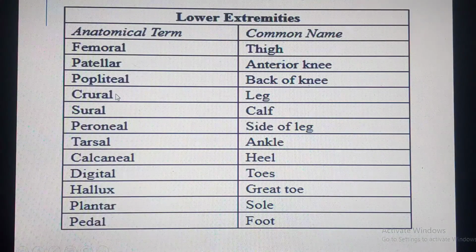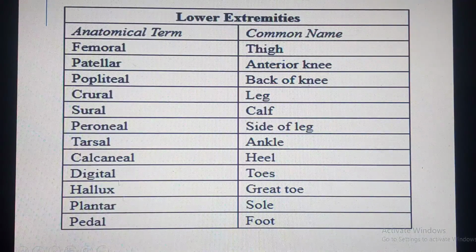When we hear the word crural, it has to do with the leg, the anterior aspect of the leg. When we see sural, it has to do with the calf, the posterior aspect of the leg. Then we will be hearing the word peroneal, which is also known as fibula, and it has to do with the lateral aspect of the leg. When we hear tarsus or tarsal, it has to do with the ankle. Calcaneal has to do with the heel.